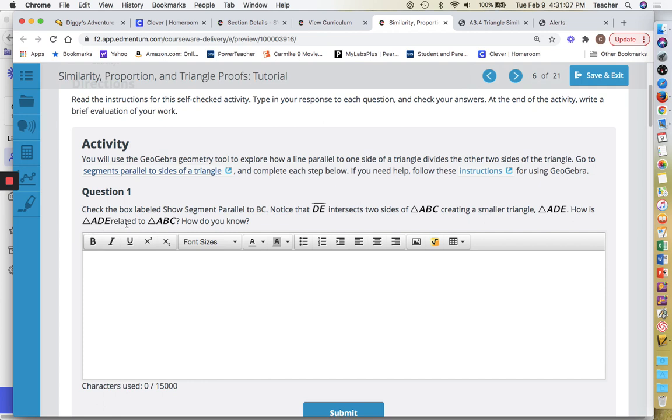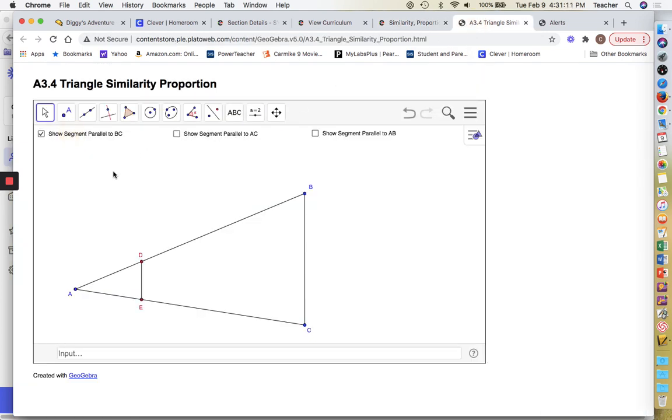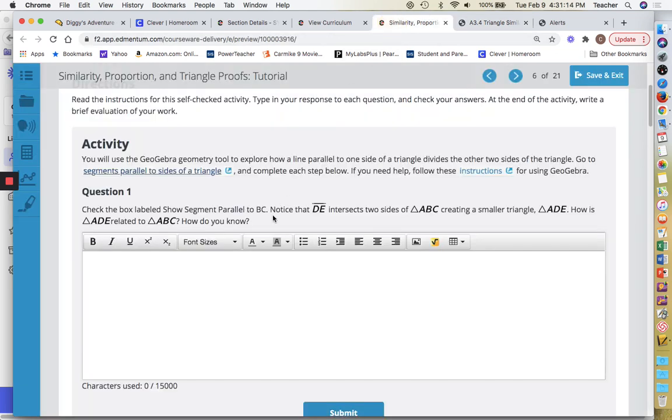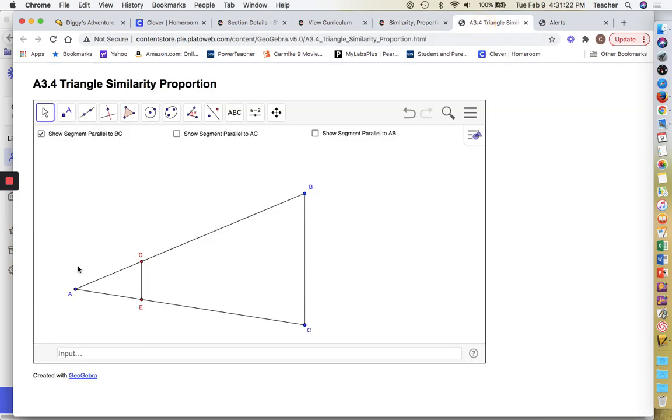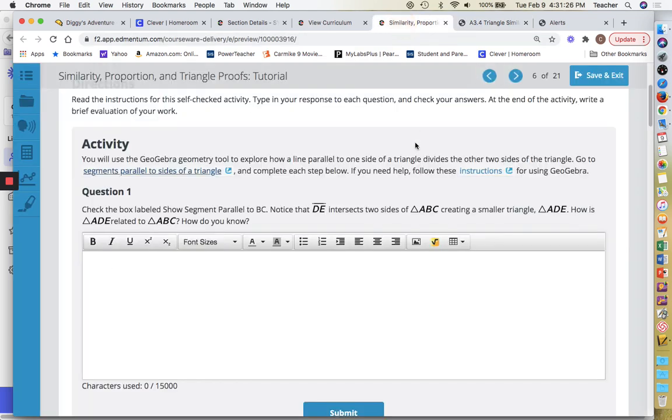Check the box labeled show segment parallel to BC. All right, there it is. Okay, notice that DE intersects two sides of triangle ABC, creating a similar triangle ADE. Okay, so there's triangle ADE. All right, how is triangle ADE related to triangle ABC? And how do you know?